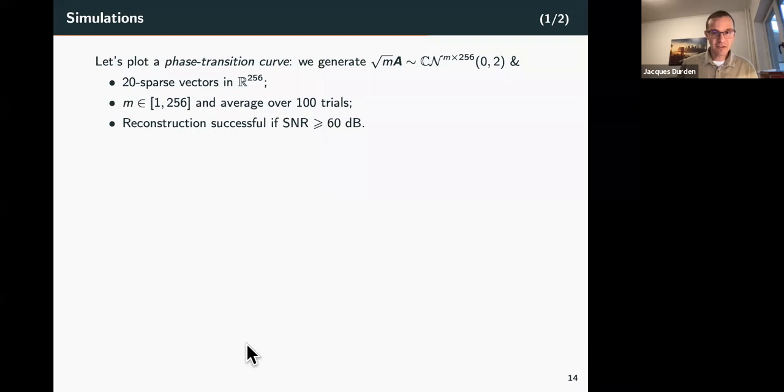Okay, so now it's time for a bit of simulations before concluding. Just to show you that I'm not dreaming and all these things are actually working, let's take a Gaussian matrix in that dimension. I have n equal to 256, and m is a number of measurements that will range between 1 and 256. I take 20-sparse vectors in that domain. I will average all my results, as is traditionally done in the compressive sensing literature, over a certain number of trials to have sensible curves. To get a transition curve, which measures the success of this approach, I will consider that I'm successful if the SNR of my reconstruction is higher than 60 dB.